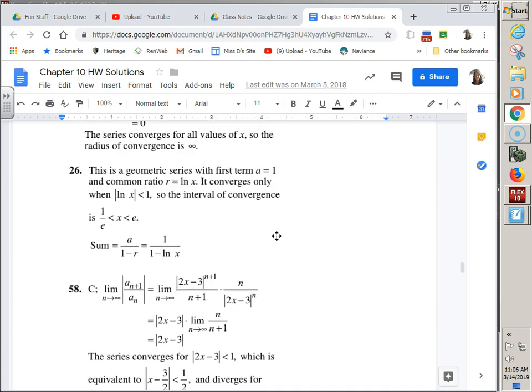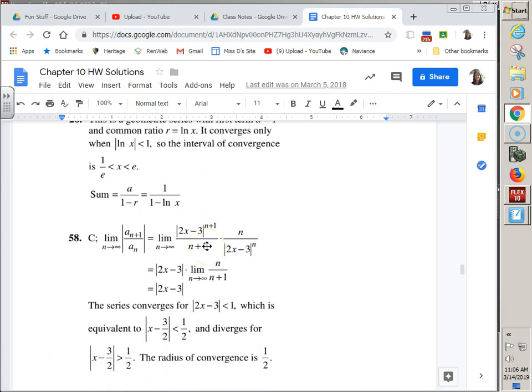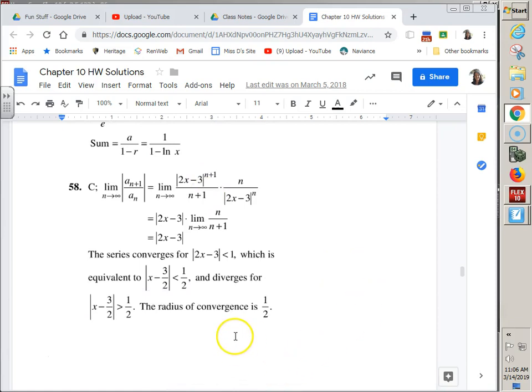Number 58, oh, that's a big jump. Number 58 was C. You ended up with 2x minus 3 is less than 1 after taking the limit. If you notice with the ends, see how they're doing what I was doing? Pulling out the x terms? Or at least not disregarding them, but considering the ends separately, and then you can say, oh yeah, the limit's 1, got it, less than 1, and then solve. The radius of convergence was a half.